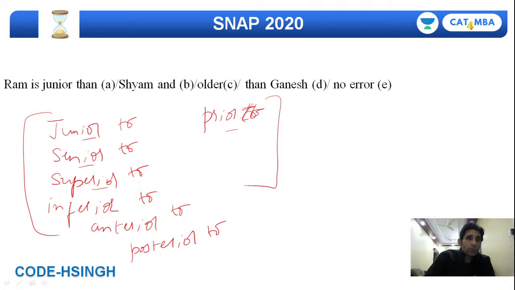So you never say he's superior than me, it is he's superior to me. Never say he's inferior than me, always say he is inferior to me. So with all these terms, junior, senior, superior, inferior, anterior, posterior, and prior, always use the preposition to. So guys, this should be Ram is junior to Shyam and older than Ganesh. So the answer is A option. Lakshita, I hope you got the answer.